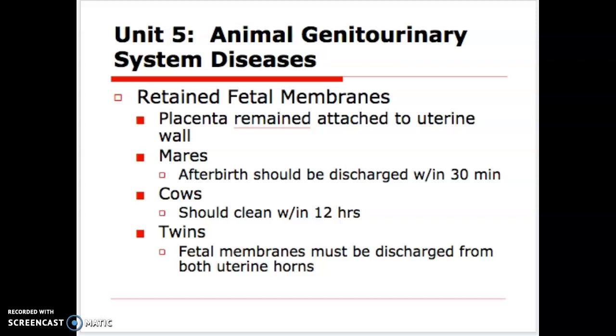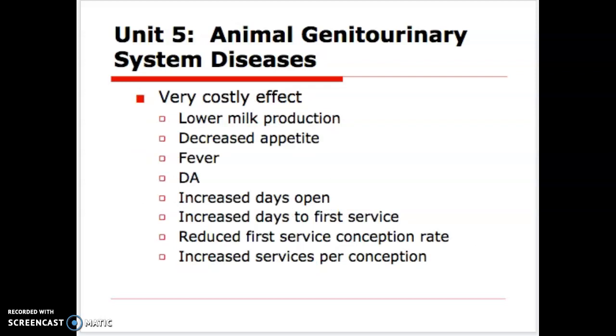In cows, most of them should clean within 12 hours or less, and anything after that is considered a retained fetal membrane or retained placenta problem. In those types of situations, you may not get very concerned about it until after you get past 12 to 24 hours. Where we have twinning, retained fetal membranes have to be discharged from both uterine horns that covered both fetuses. So you have to make sure that both of those animals clean.